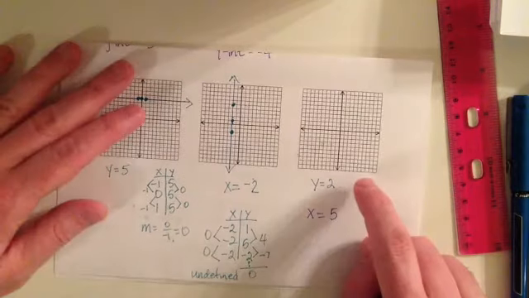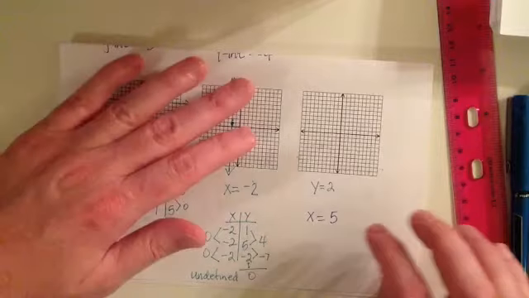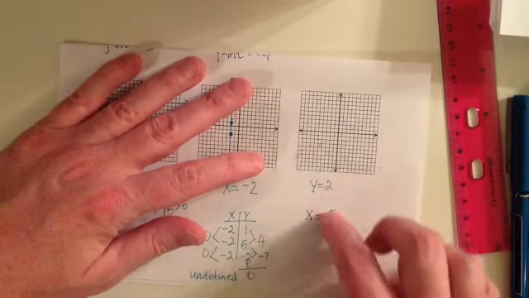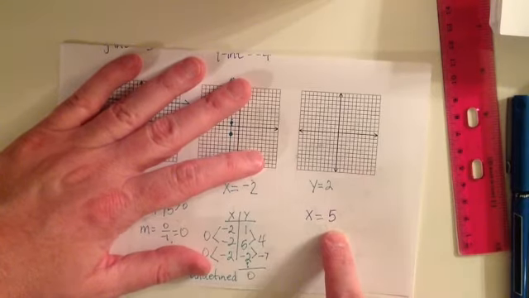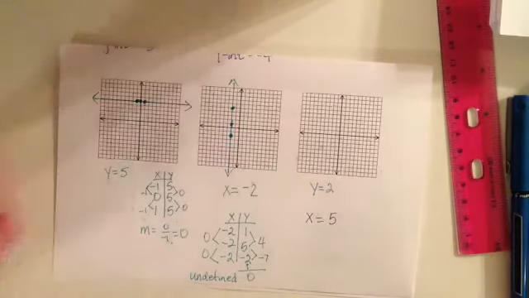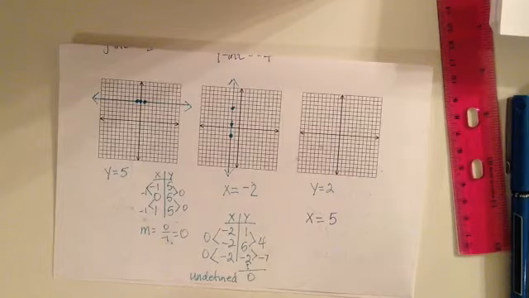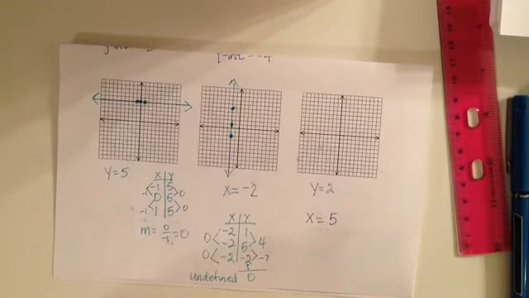And then I'm going to ask you to please graph in 2 different colors on this blank one, y equals 2 and x equals 5, and use 2 different colors for them, and then we'll talk about those in Math Workshop. And that's all for this video.